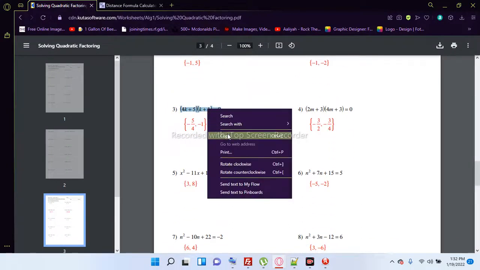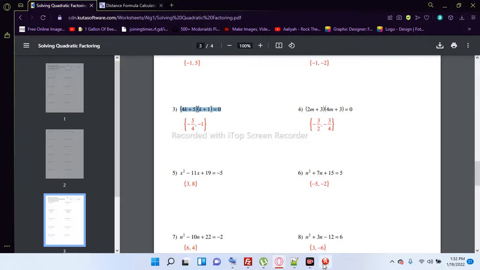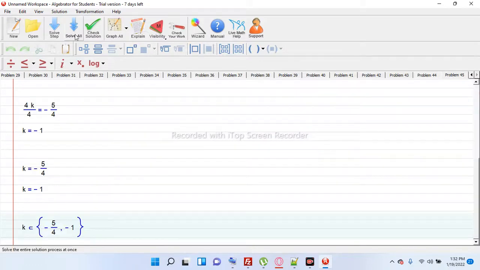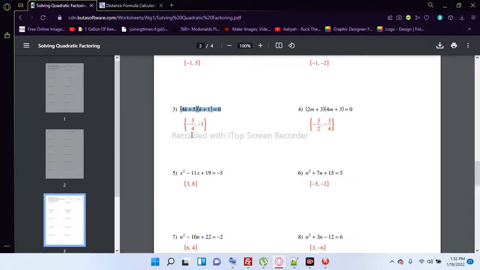Right here. That guy, he wants to answer this question. Take it. You go right over here. Press new. Control V. Okay, and solve all. Okay, negative 5 over 4, negative 1. Go right back in. Negative 5 over 4, negative 1. Like I said, the Algebrator really helps out, bro.